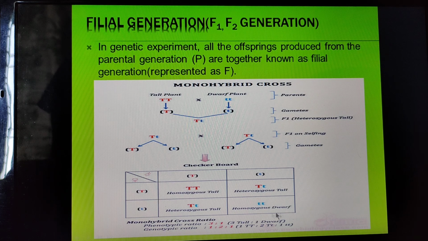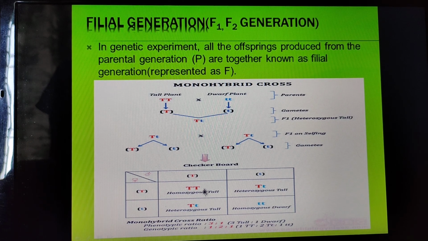If we are not observing the genotype, we can't say this is homozygous or heterozygous, but expression is tall. So how many tall are here? 1, 2, 3. So we can write here 3 tall pea plant, and how many dwarf here? 1. So we can write here 1.